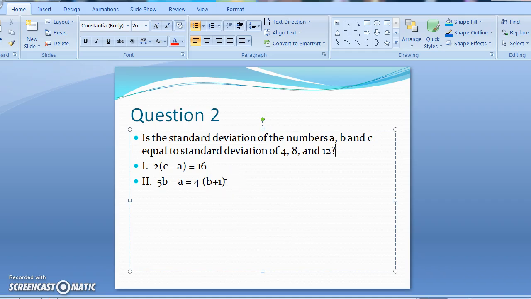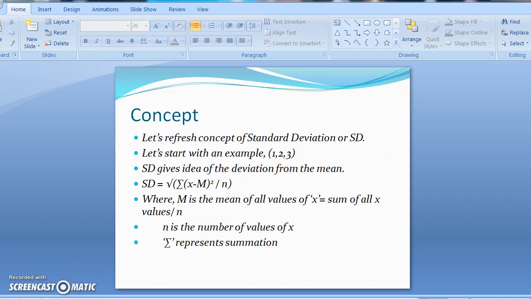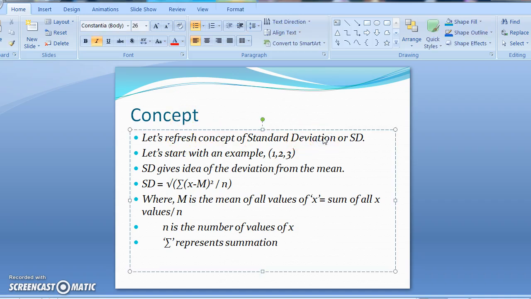So as we discussed in the first question, here also we need to know a concept. Quite obviously, this is the concept standard deviation from statistics. Let's take a look at that concept first and all the nuances related to it. So here's your concept. The concept of standard deviation says that the formula is like this: square root of summation x minus m the whole square upon n, where m is the mean of all values of x, equal to sum of all the values upon n, where n is the number of values and summation represents the sum of all the such values. So quite complicated.